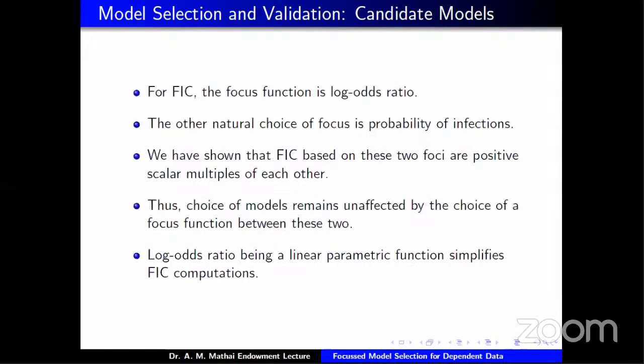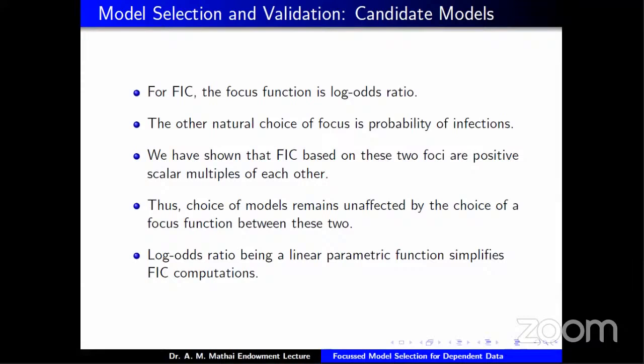And for FIC, we have considered two focus functions: the log odds ratio, and the other natural choice, the probability of infection. These are pretty related. You can also see that the FIC expressions for those two foci turn out to be positive scalar multiples of each other. So the choice of models remains unaffected by the choice of focus function between these two. I'm not saying that this holds in general, just between these two.